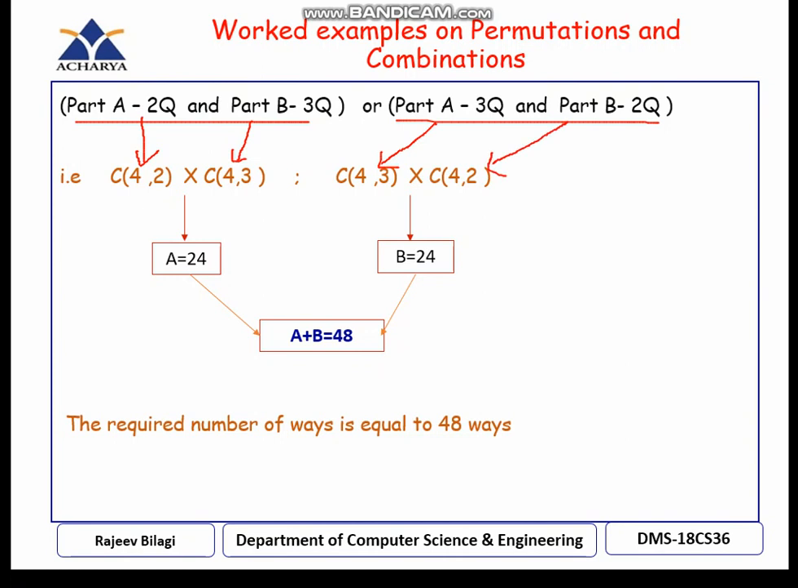If you find this particular value, 4C2 times 4C3, you are going to get 24, and similarly here also you are going to get 24. So the total number of possible ways is A plus B, which is equal to 48.